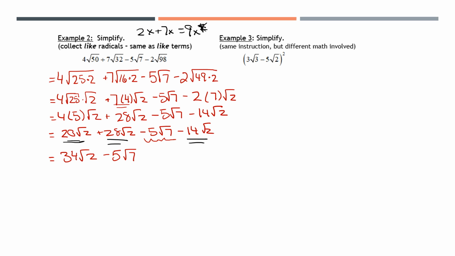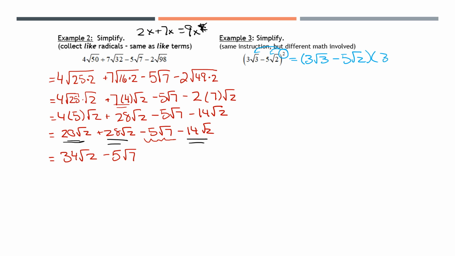Example 3 says simplify, so it's the same instruction, but we've got different math. I'm just going to start over here because I would crowd into my red answer there if I didn't. First of all, the power of 2 means write it out twice. That's what it means. If you have a hard time remembering that, you've got to memorize it. It doesn't mean throw the 2 backwards into the brackets. No, it never, ever, ever has meant that. And if that's what you thought from elementary school, you're wrong. It means write it out twice.